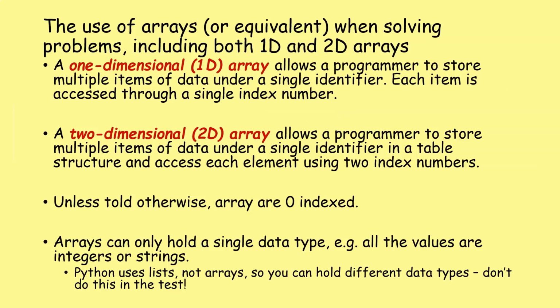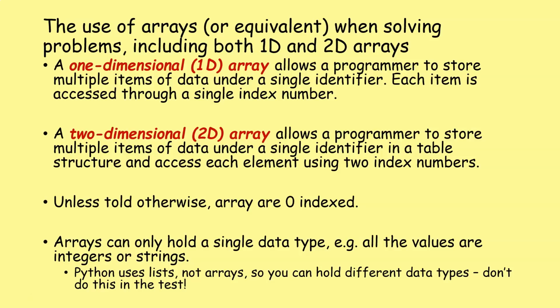Moving on to another fan favorite, we have arrays, including both 1D and 2D arrays. A one-dimensional, 1D, array allows a programmer to store multiple items of data under a single identifier. Each item is accessed through a single index number. A two-dimensional, or 2D, array allows a programmer to store multiple items of data under a single identifier in a table structure and access each individual element using a combination of two index numbers.